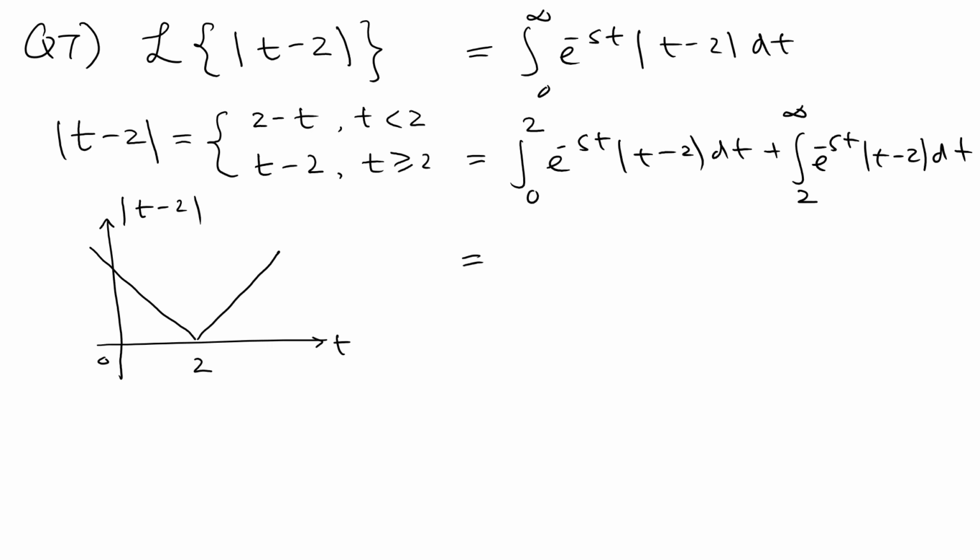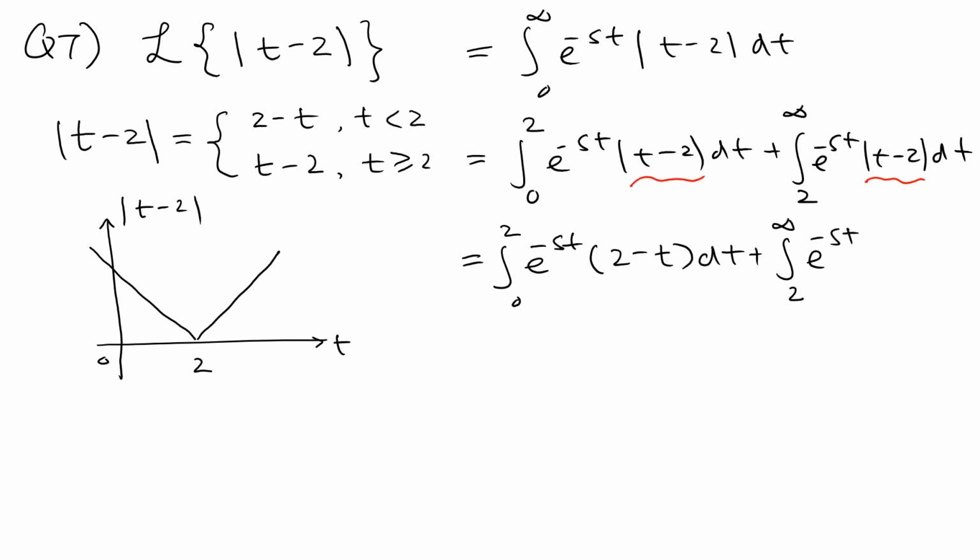And then you can see on the first part from 0 to 2, this one is negative of t minus 2, because you want to make sure that you get a positive term. And the second part, this one is equal to t minus 2. So that means from 0 to 2 it is going to be e to the negative st times 2 minus t dt. And in the second one, from 2 to infinity, it is e to the minus st times t minus 2 dt. So that's what happened. Now we integrate term by term.